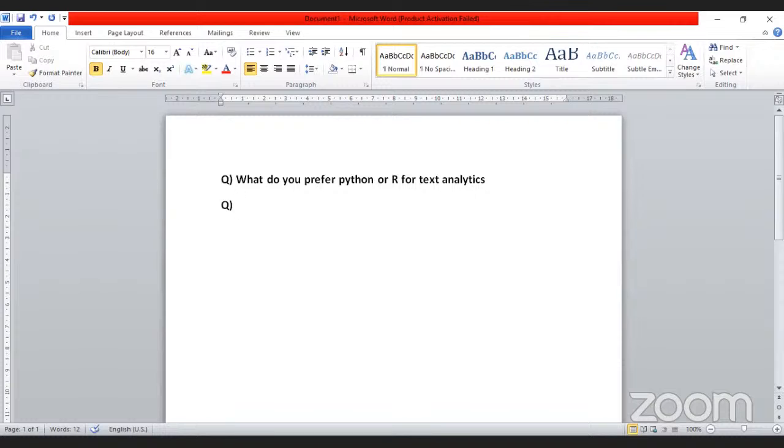Okay, so the question is, what is the difference between a test set and a validation set?